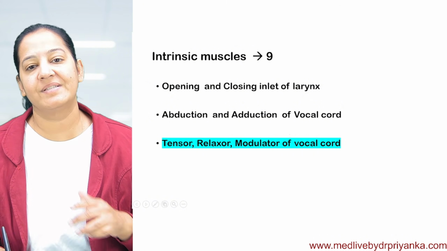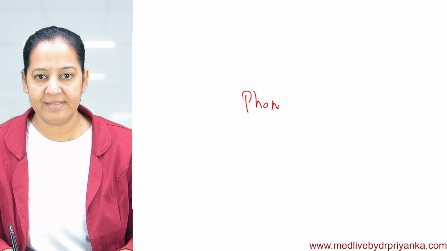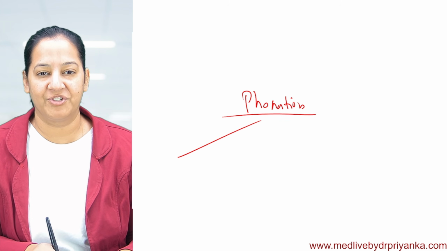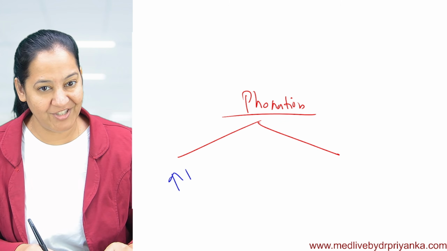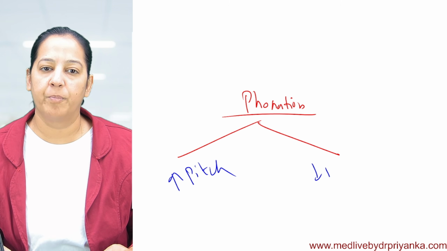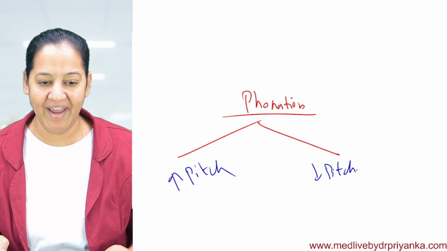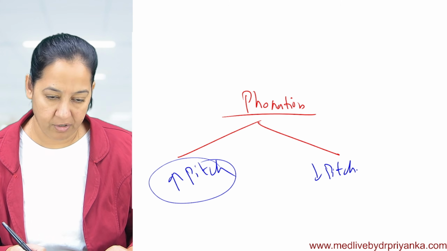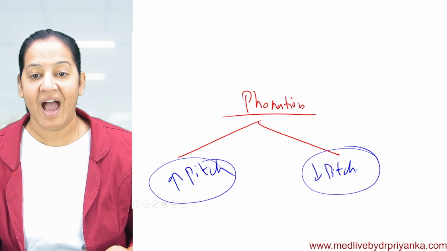Now, the pitch of the voice can be changed. We have already done phonation. Phonation means creating the sound. But in phonation, we have two options: the sound of high pitch and the sound of low pitch. We can change our pitch. Females have high pitch physiologically, and males have low pitch. I can change my pitch.